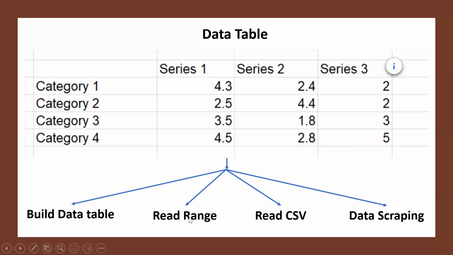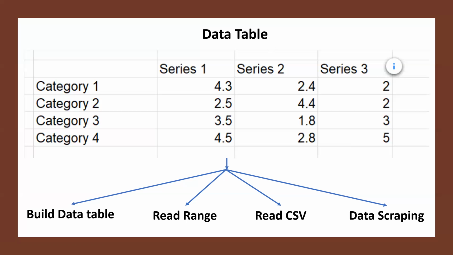Next, Read Range. Suppose you already have an Excel, and in that Excel you already have data. Now, what does your bot have to do? Your bot has to read that data and give it to you for processing. For that, you have one activity called Read Range. This activity helps you read that data and gives you an output as a data table. Why a data table? Because the bot is reading the Excel file, so the output returns as a data table.